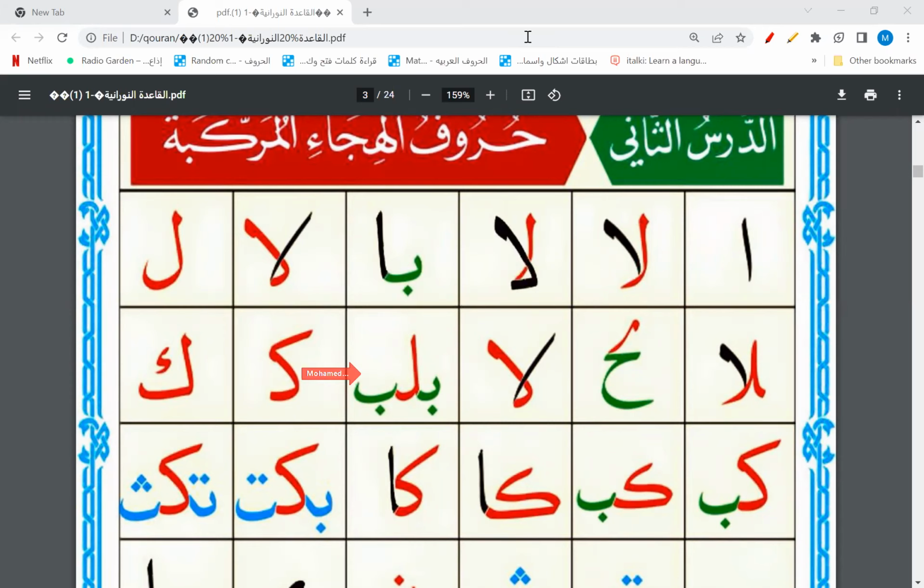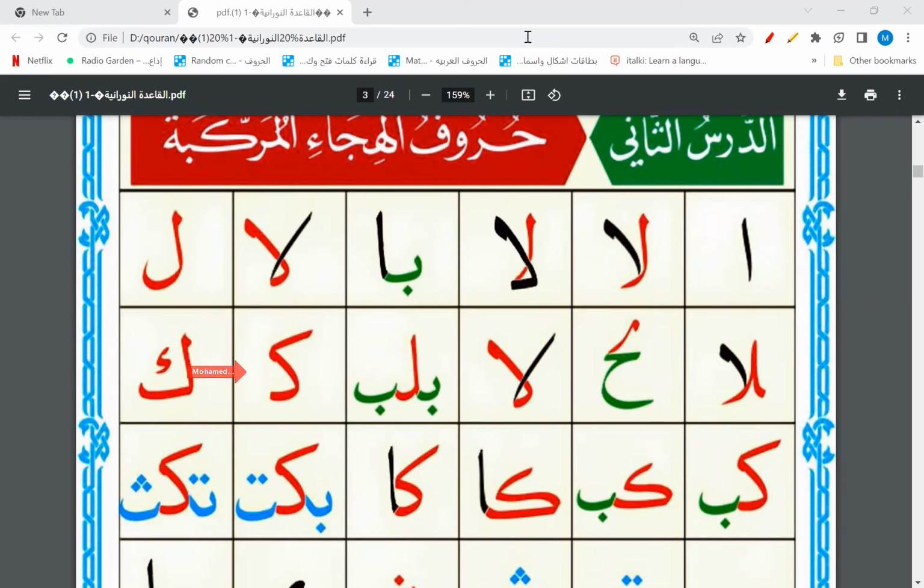Now, how about this one? You remember it? That one is Ka. All right. How about this one? It's a weird shape, but it's a ka. We call it the cobra ka. All right. So this is ka, and this is also ka.